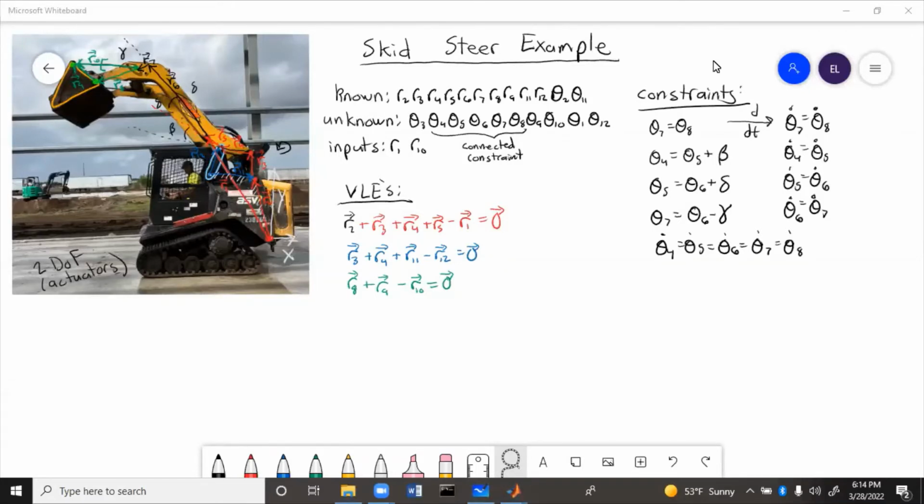Now that we have knocked out the bottom loop, we'll do the top loop. So looking at this top loop, I'll draw it larger. We've got the boom of the crane here. Then we've got that bucket on the end. And we've got these vectors. So we have R8, R9, R10. So R8 plus R9 minus R10 equals 0. We'll write out first the position equations.